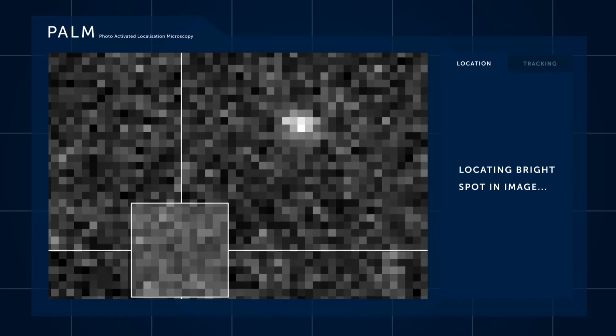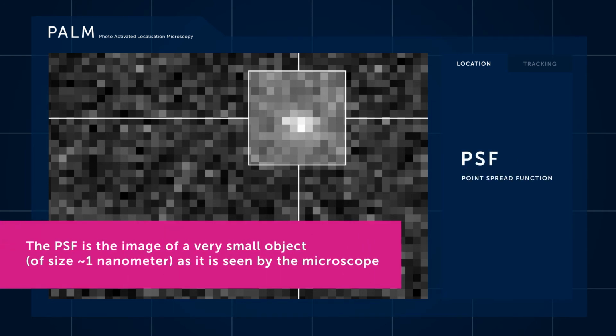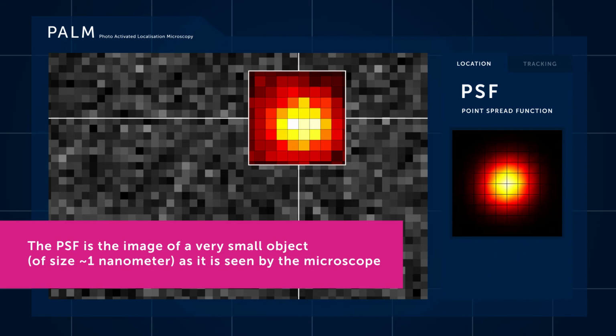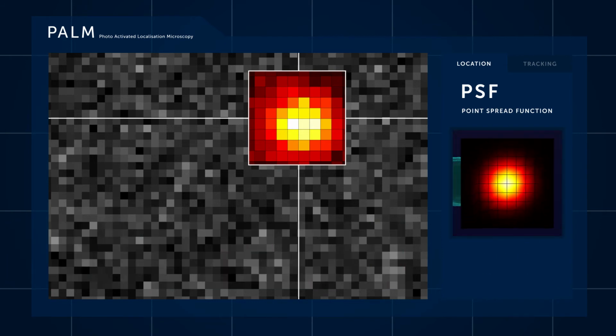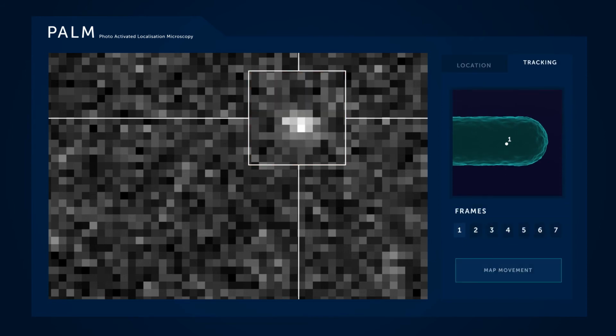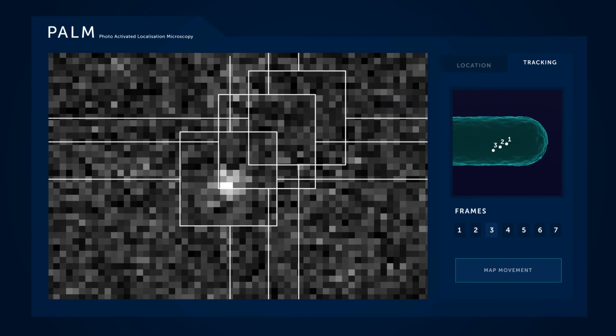The light emitted by a single immobile molecule appears as a Gaussian-shaped spot on our image known as the PSF, or point spread function, whose shape is defined by the microscope optics. By fitting the known PSF shape to the spot, we obtain the molecule's position with an accuracy of about 40 nanometers. Connecting localizations in successive frames, we track molecules and study their diffusion properties.